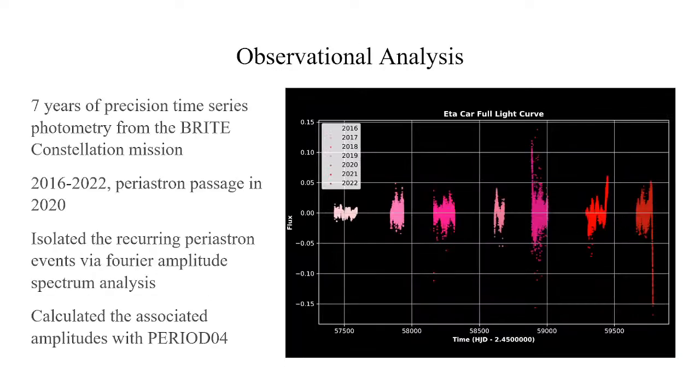So I'm working with 7 years of precision time series photometry from the BRIGHT constellation mission. I have data from 2016 to 2022 with periastron passage. Where's the laser pointer? Periastron passage here is where things go a little bonkers. That's in 2020. So I isolated the frequencies of interest around periastron and calculated their associated amplitudes.